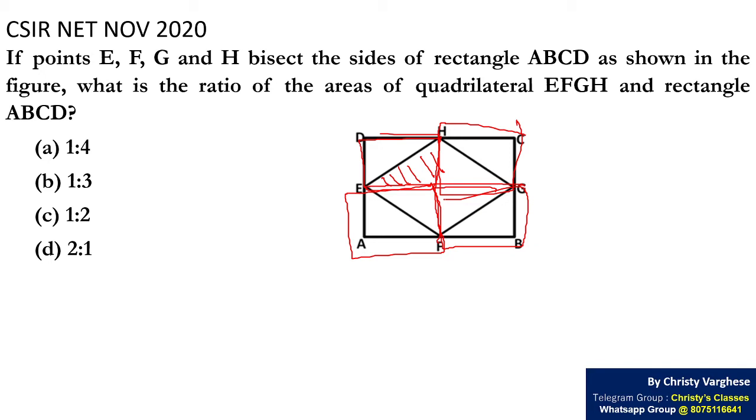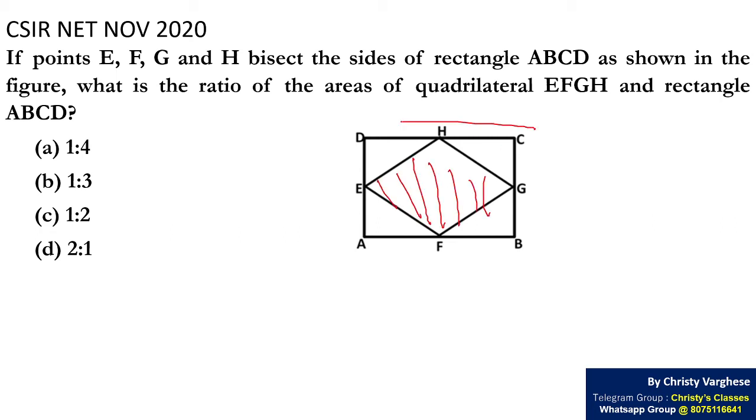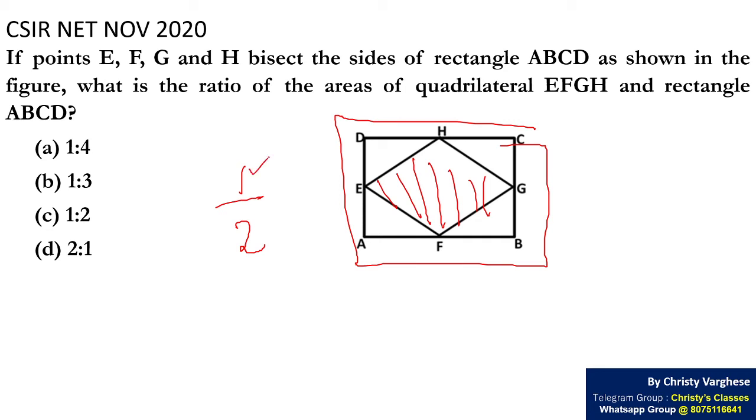In that rectangle also we can say the quadrilateral occupying region will be half of the rectangle occupying region. This region will be half of the full rectangle. That means 1 out of 2 will be the ratio, quadrilateral divided by full rectangle. So 1:2 is the answer.